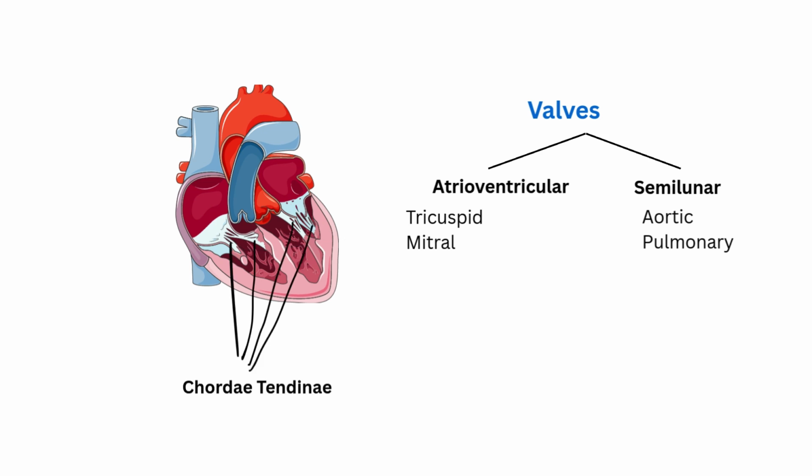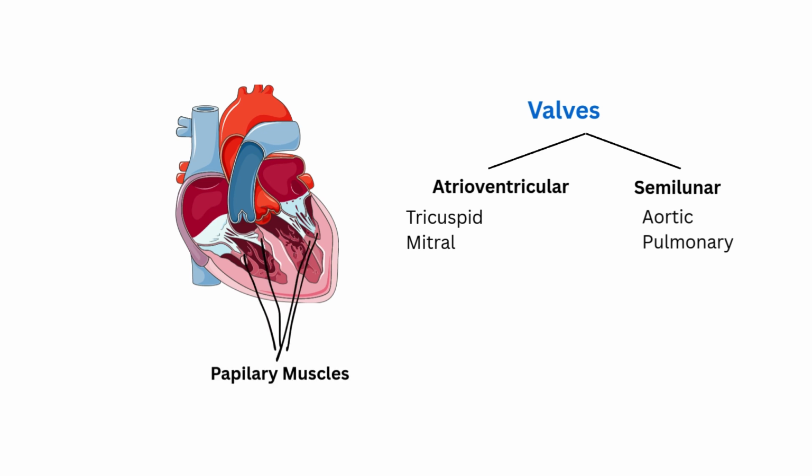Now, these valves are anchored by the so-called heartstrings, termed chordae tendineae, and the papillary muscles to prevent backflow of blood. Now, this is clinically important as in some cases, rupture of the papillary muscles or the chordae tendineae in some cases of myocardial infarction could cause regurgitation of blood.